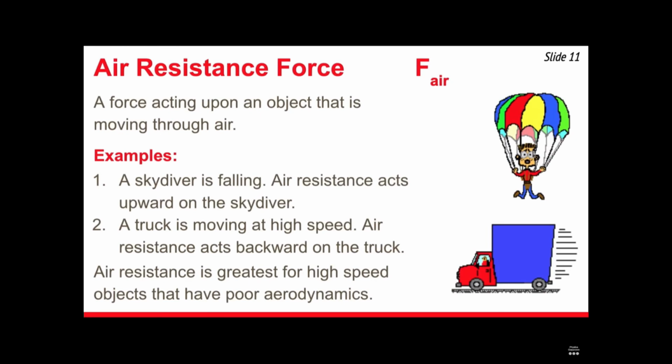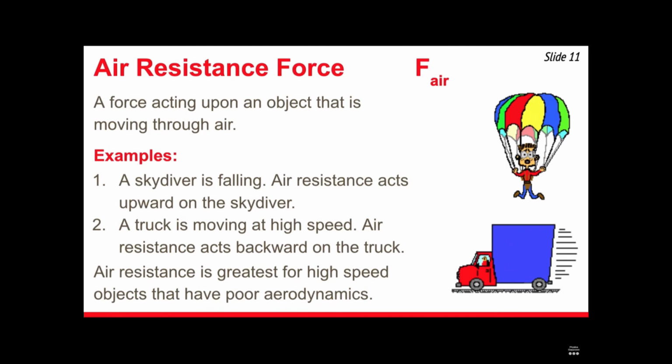Air resistance is another contact force that results from objects that move through air. As an object moves through air, it collides with air particles, and the cumulative effect of all these collisions results in a force which we call air resistance and represent by the symbol F_air. A skydiver falling is one example of air resistance. As the skydiver falls, air resistance acts upwards upon the skydiver.